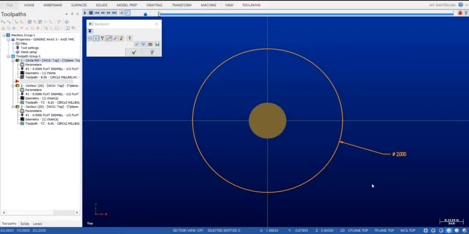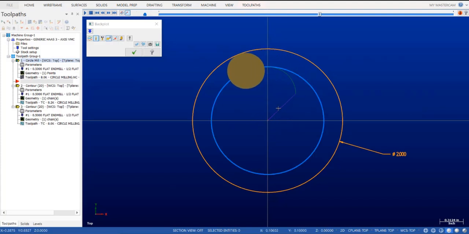Alright, in this lesson we're going to talk about circle milling a hole in a part. Okay, so I have drawn a 2-inch diameter hole. We're going to use a 1/2-inch end mill, and if the toolpath was posted out by a CAD system, then this is the toolpath that you would be looking at.